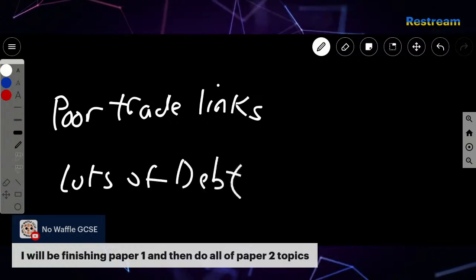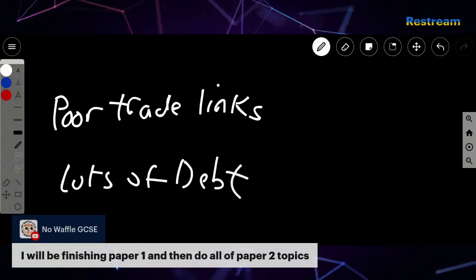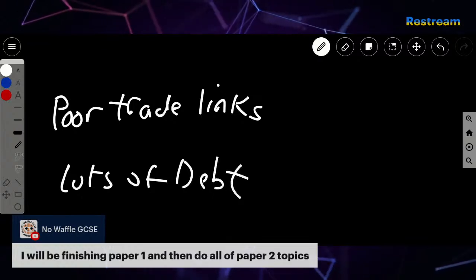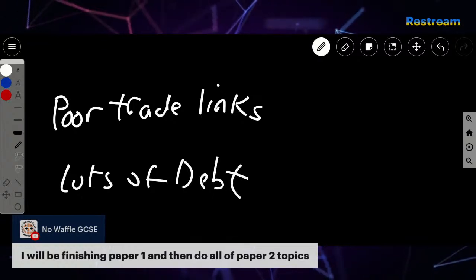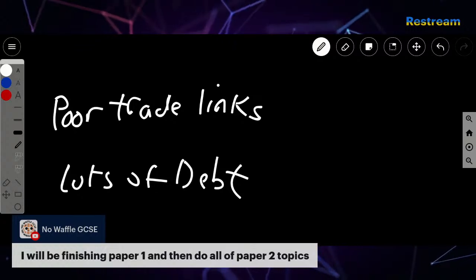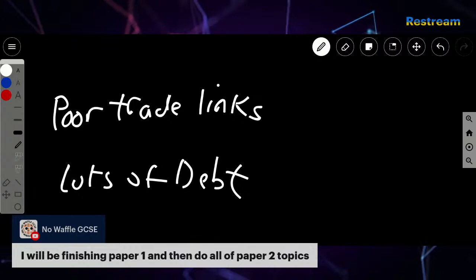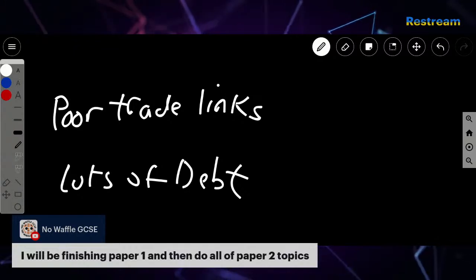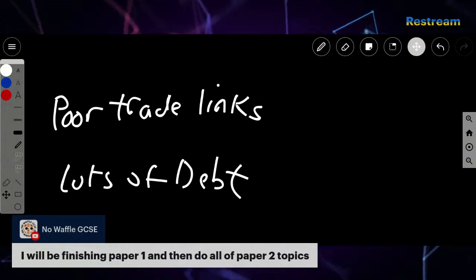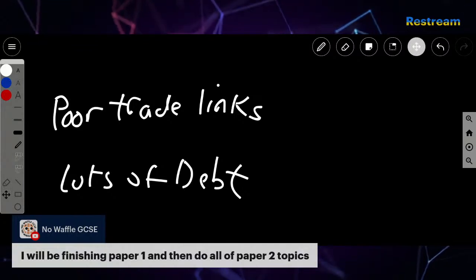Now, the next one is lots of debt. Countries with lots of debt tend to only start borrowing more and more money to help cope with the current debts that they have. This money then has to be paid back, which means that there's less money for development. We also have an economy based on primary products.